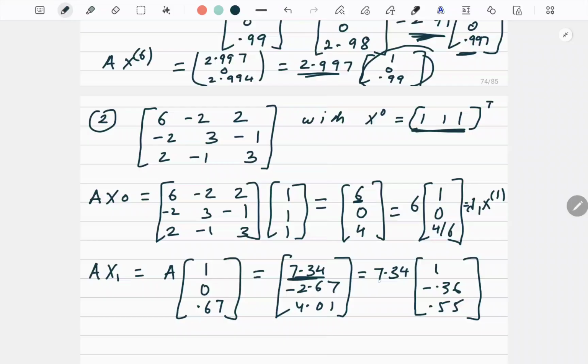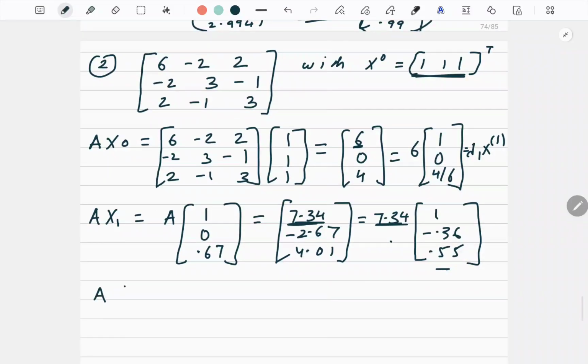7.34 is largest, so take it out. So what is left? This is left. So this is my lambda 2 and this is my x2. So now again I'll go to the next iteration. So A x2 I'll do. A is A and my x2 is 1, minus 0.36, 0.55. Again in calculator just change your B matrix.